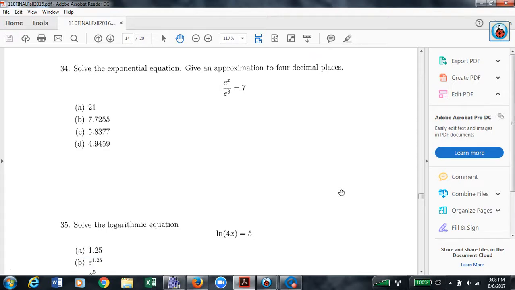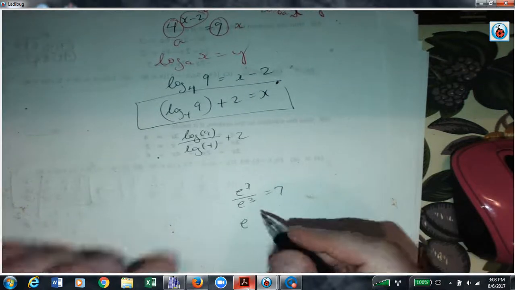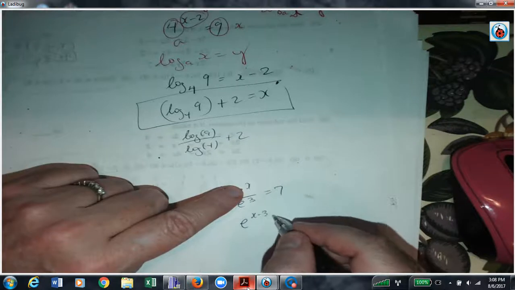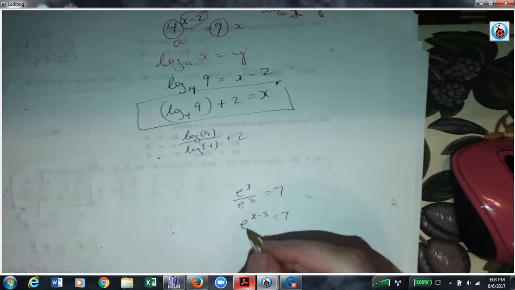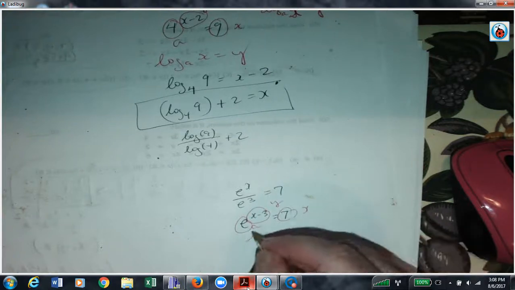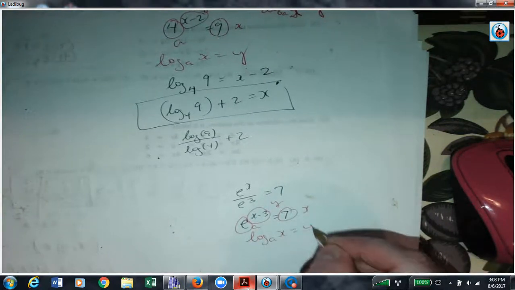All right, what about 34? Well, you have to know your exponent rules for that one, because the base is the same, so that's the same as e to the power of x minus 3 equals 7. So there's your a, there's your y, there's your x. That's the same thing as that.